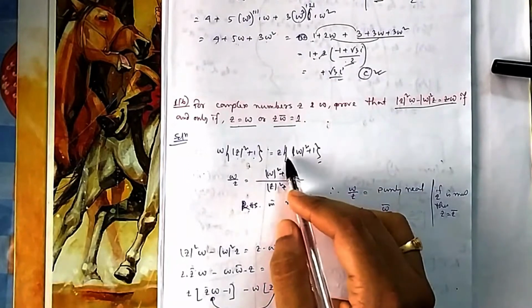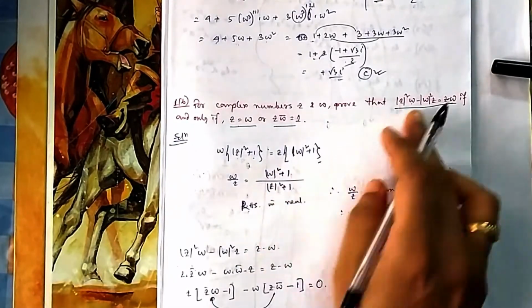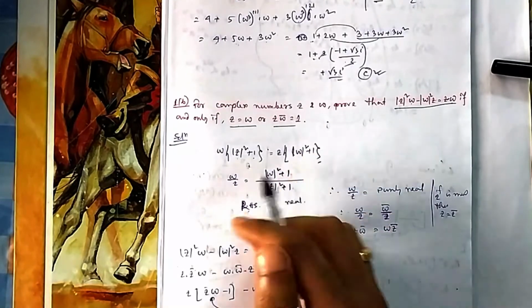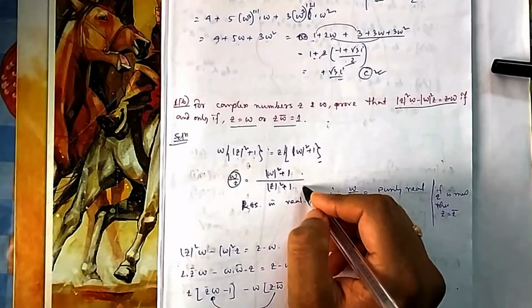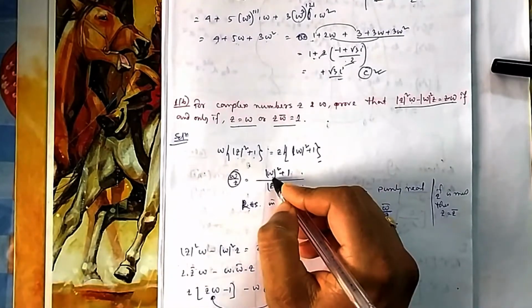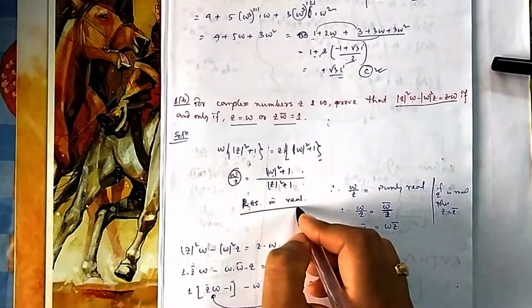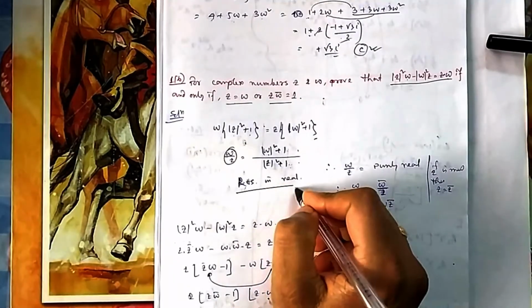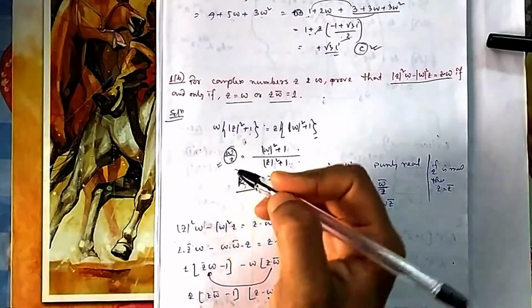Let me see what we can take common. So if I take this side, this is mod omega square plus 1. Now if you see, omega by z is equal to this. Now you think this side is always real, because it is modulus, meaning you will get some magnitude. So this is real, meaning omega by z is real, because your RHS is real, so LHS should be real. So what can we conclude?